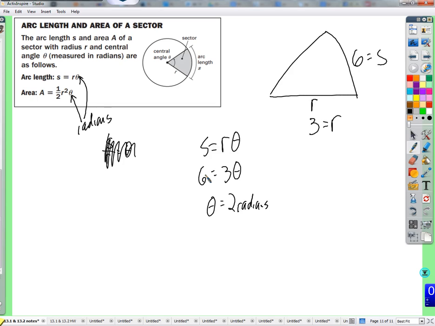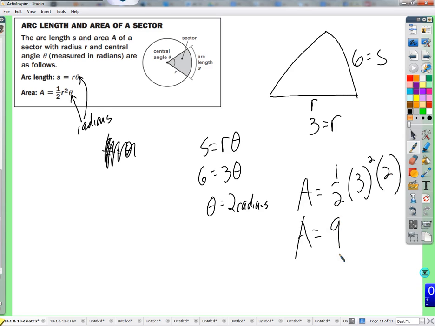Now we can plug it into the other formula and find the area of this sector. So area is equal to 1/2 times r squared times theta, which we found to be 2. So A equals 9 times 2 is 18, divided by 2, so 9. Area is 9. If this is in inches, then this is measured in inches squared. So 9 little squares can fit inside that.